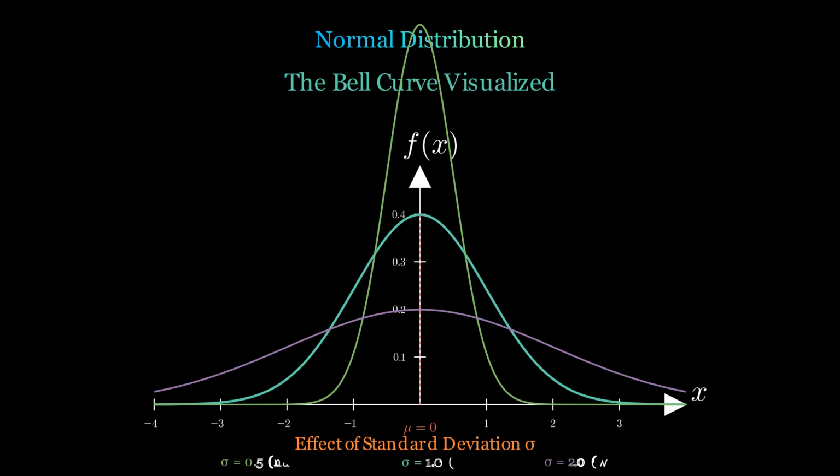Crucially, no matter how wide or narrow, all three curves still have the same area of 1 underneath. The shape changes. The total probability never does.